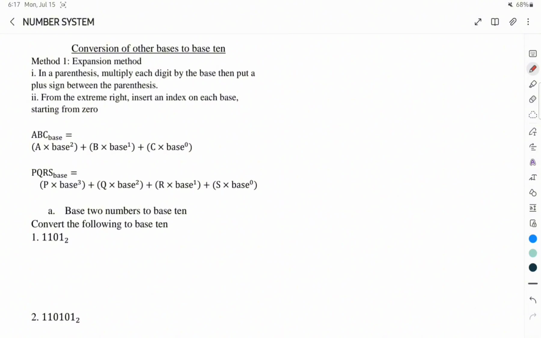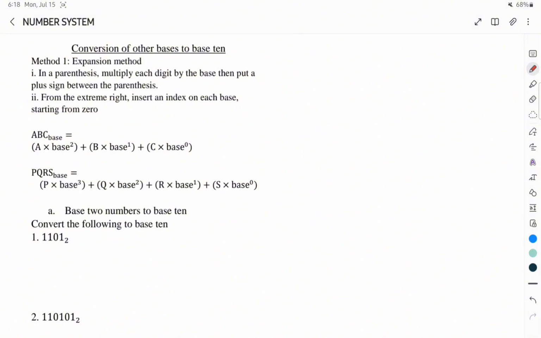Step 1: in a parenthesis, which is a bracket basically, multiply each digit by the base, then put a plus sign between the parentheses. Then, from the extreme right, insert an index on each base, starting from 0.